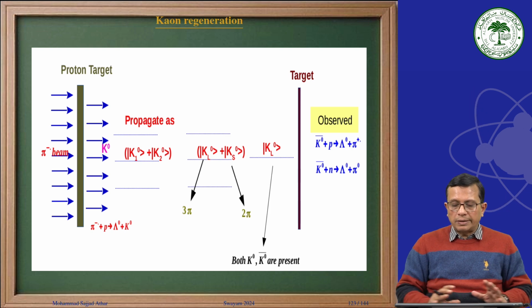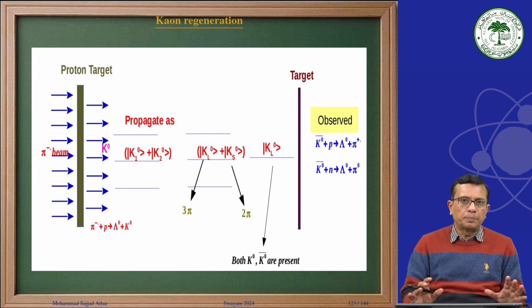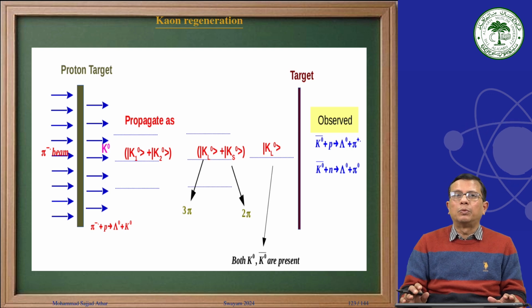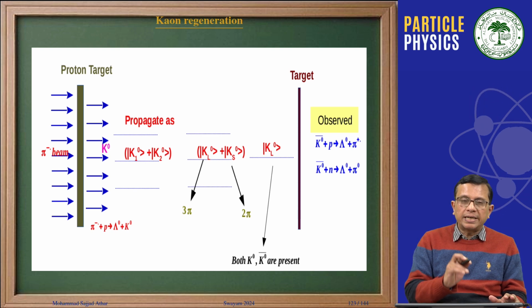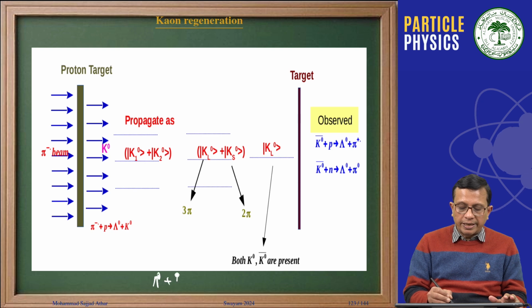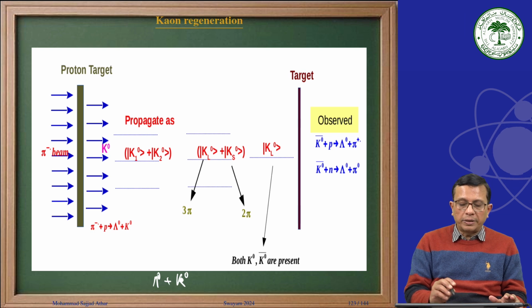Now, this complete thing we can visualize in this figure, and this is a beautiful figure which will convince you that K0 really is getting converted into K0 bar. On the extreme left, we have a pi minus beam, and that strikes a proton target. When a pi minus beam strikes a proton target, we know that we can have a Lambda 0 and a K0. Now this K0 starts propagating, and it is proportional to K1 0 plus K2 0, with a 1 by root 2 normalization factor.